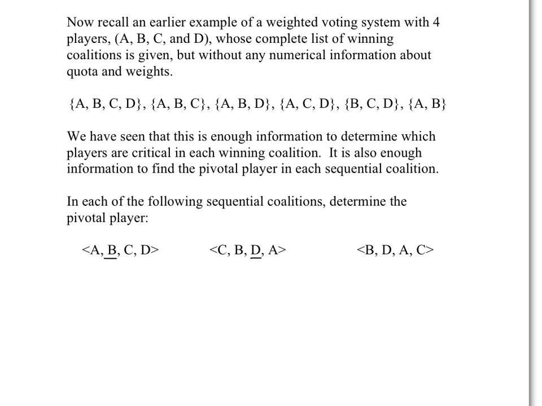Let's go on to the last example here. B alone does not form a winning coalition. So we go on to ask, how about B together with D? Does that form a winning coalition? No, BD does not appear on our list. How about BDA? Do they form a winning coalition? Yes. When BD and A are all voting yes, the motion passes. Therefore, A is our pivotal player here.